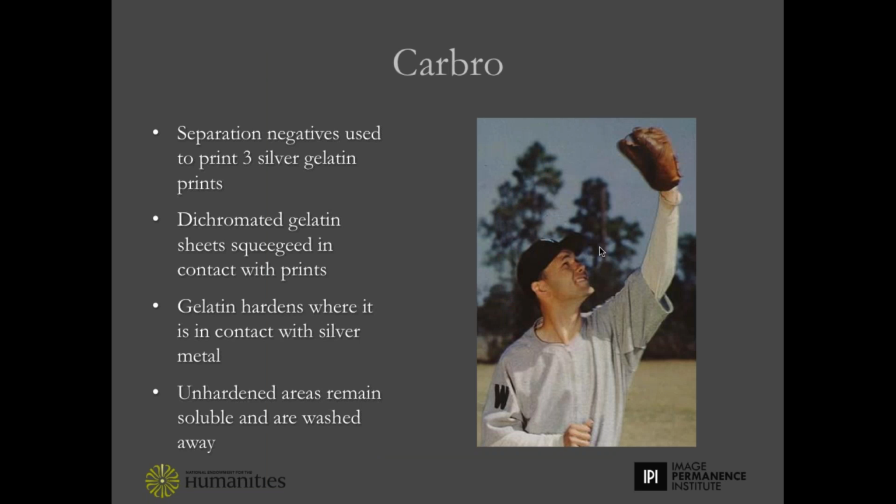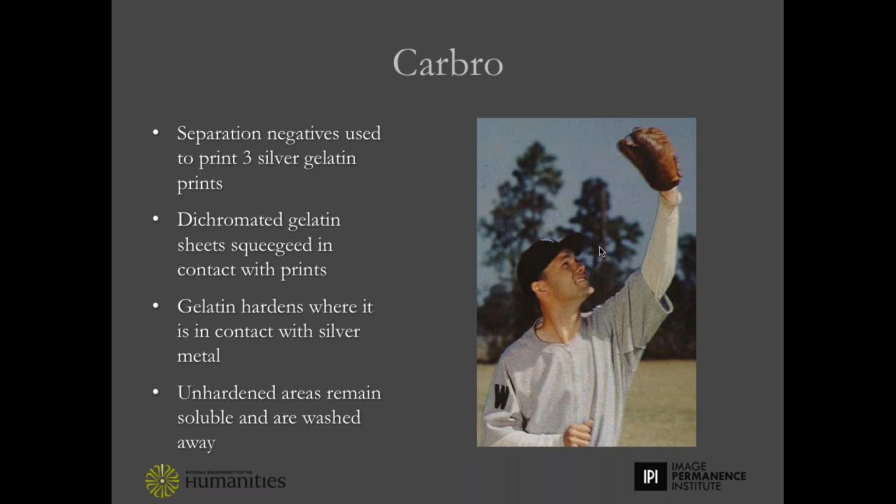So we'll begin by talking about the Carbro process. Carbro is based on the light sensitivity of chromium salts, specifically a chromium compound called dichromate. When dichromate is mixed with an organic polymer like gelatin, the gelatin hardens when it's exposed to light. This is the basis of the carbon process, which we discussed in last month's webinar. The sensitized gelatin will also harden when it comes into contact with silver.